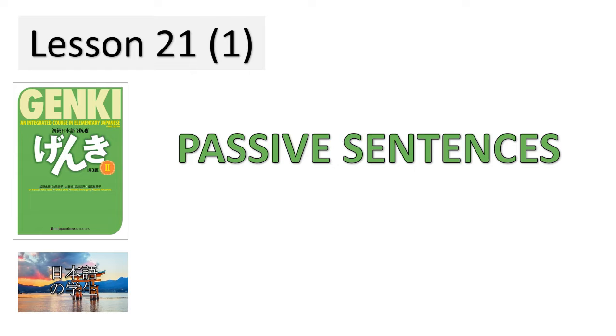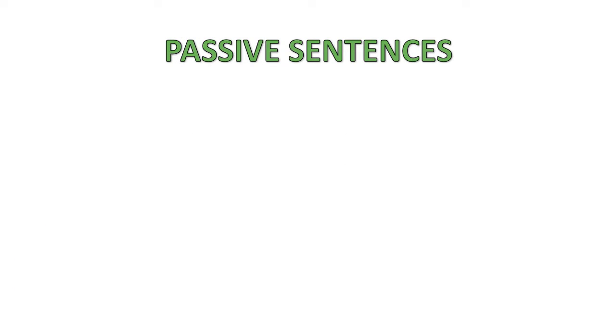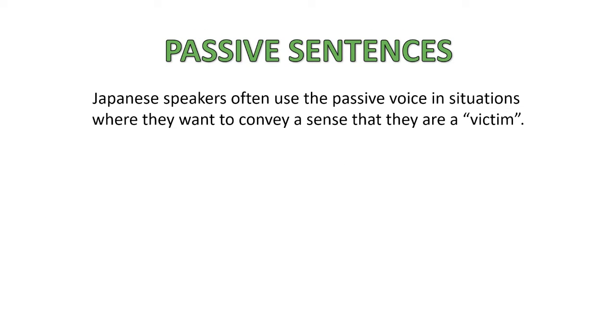In this lesson, we will learn the Japanese passive sentences. In Japanese, the passive voice is commonly used when the speaker wants to inject the sentence with emotion. For example, Japanese speakers often use a passive voice in situations where they want to convey a sense that they are a victim. In other words, they use the passive voice to describe when something bad has happened to them. But some passive sentences are not unfavorable.